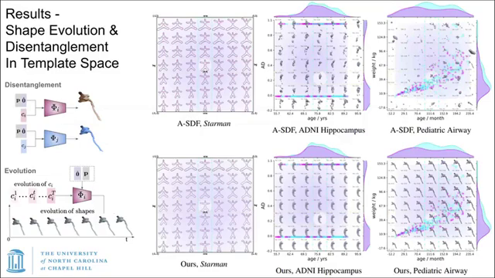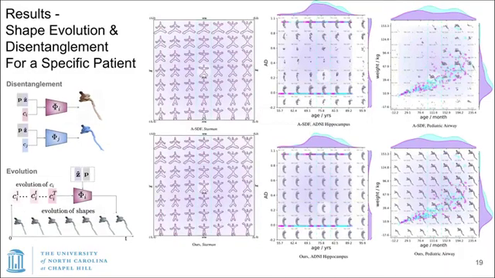For shape evolution and disentanglement, ASDF and NICER both produce high-quality Starman shapes because the longitudinal data is sufficient. However, for real data, only NICER can produce realistic 3D hippocampi and airways reflecting the covariate influences on template shapes. NICER can also produce high-quality shape extrapolation for a specific patient by designating the latent code Z.